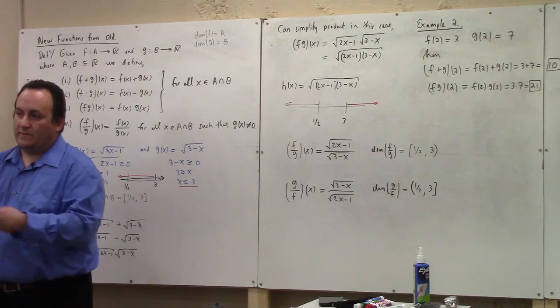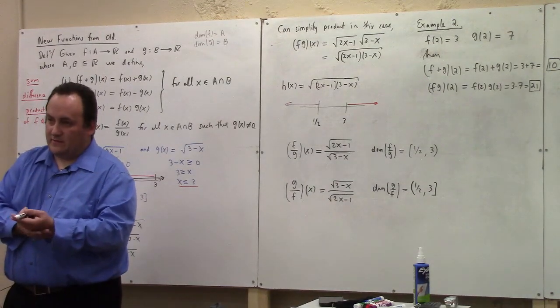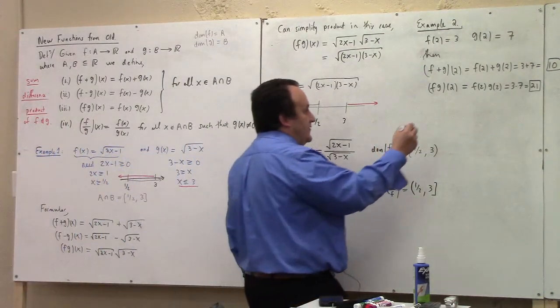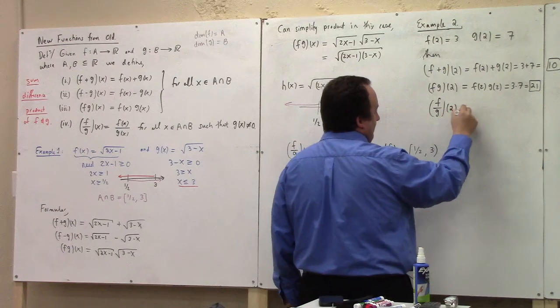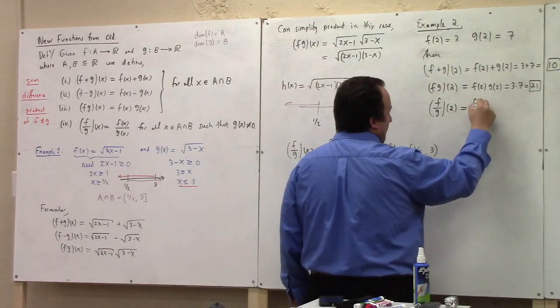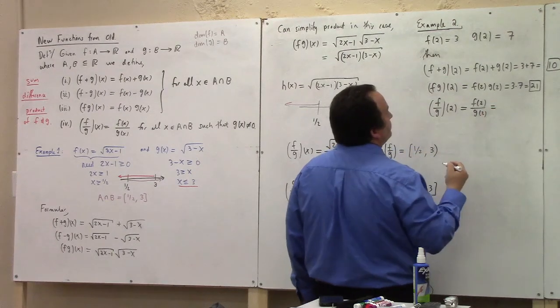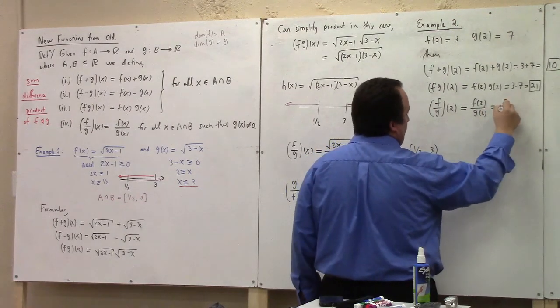If you know the value of the function and the other function, then you can figure out the value of their sum or their difference or their product or their quotient, right? Like what's f over g of 2 equal to? Apparently 3/7, right?